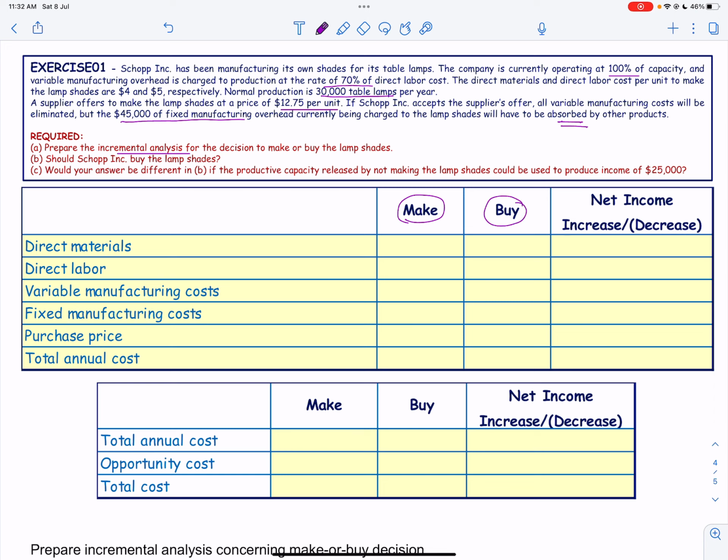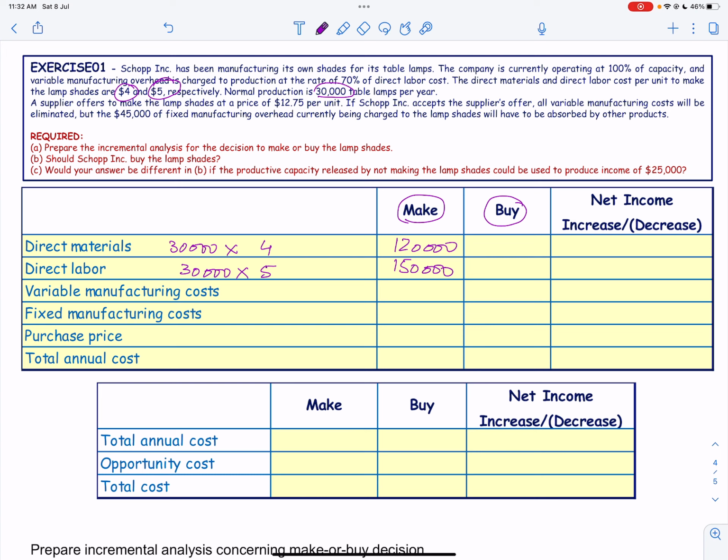Now the direct material, this is the normal production 30,000 units. So we have 30,000 times the direct material cost per unit, that is given as 4. So this is 120,000. Direct labor, we have 30,000 units again, and the direct labor is at the rate of 5. So that makes 150,000.